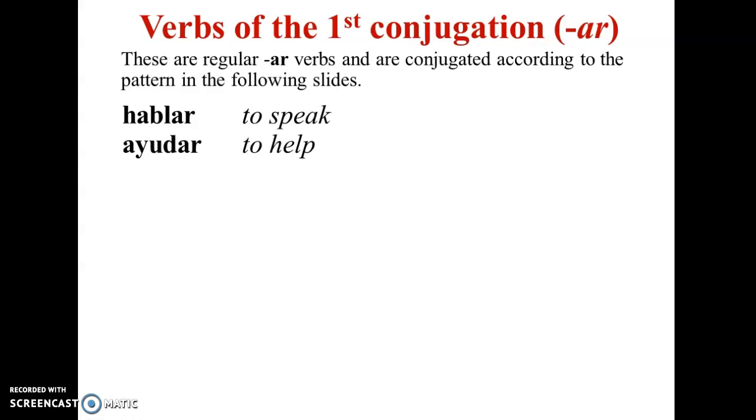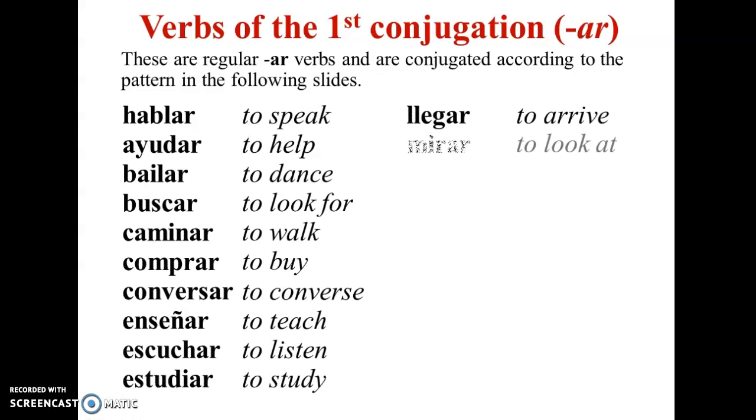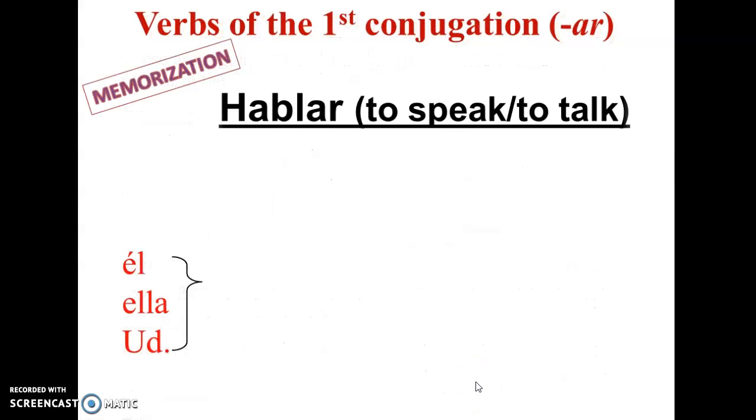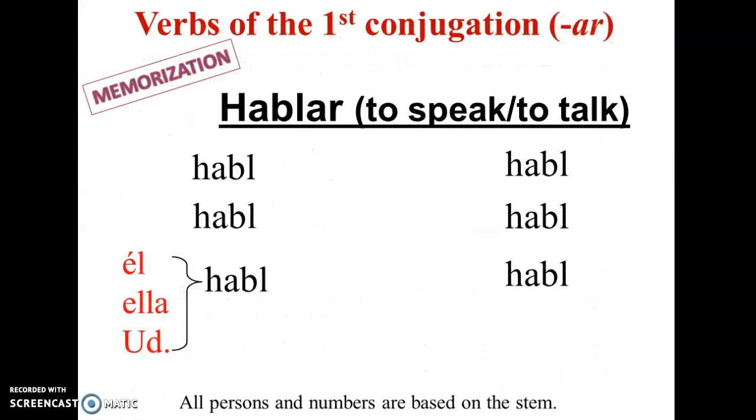Okay. So, let's see the conjugation. Now we dive into the R verbs. So, this section is just for R verbs. And so, these are the most common ones that we have: hablar, ayudar, bailar, buscar, caminar, comprar, conversar, enseñar, escuchar, estudiar, llegar, mirar, nadar, necesitar, preparar, regresar, tomar, trabajar, viajar.